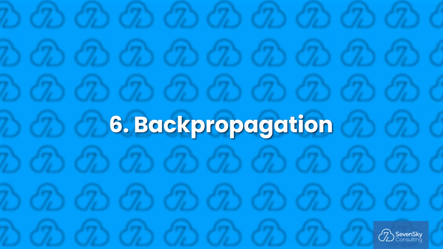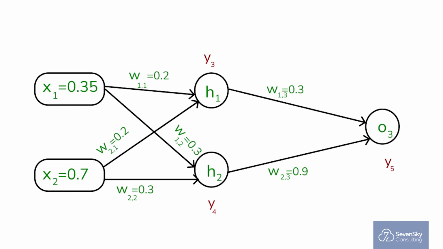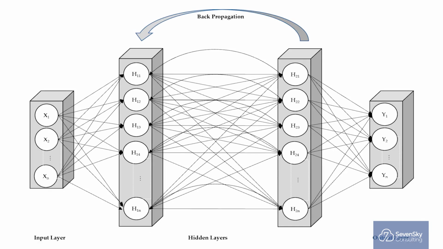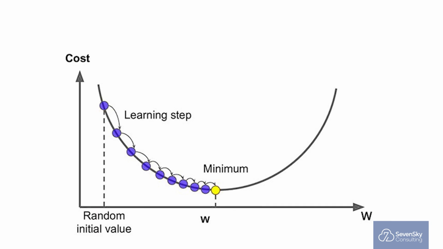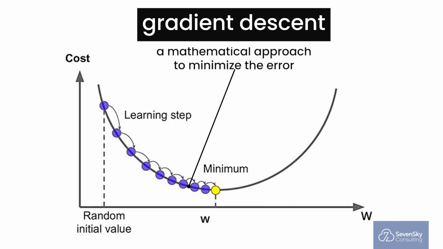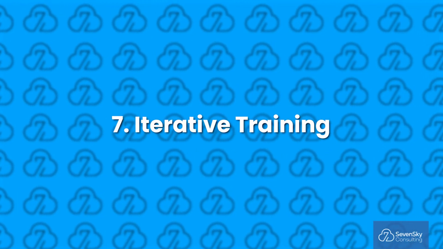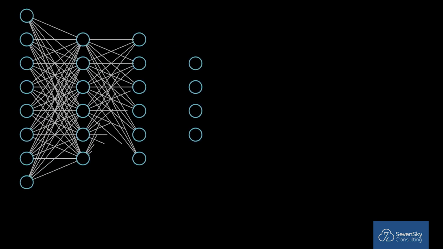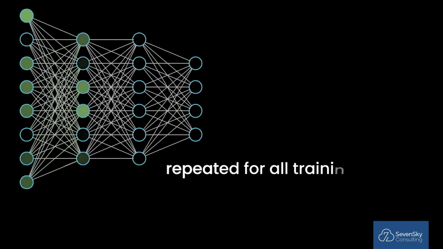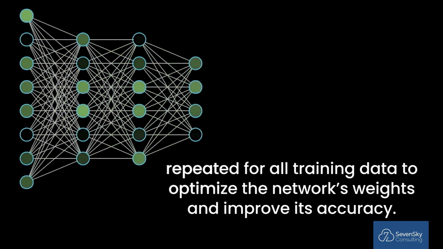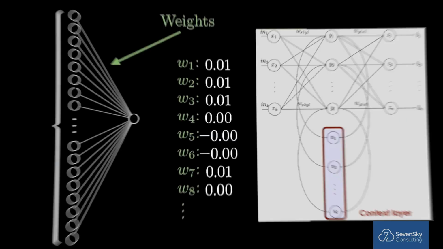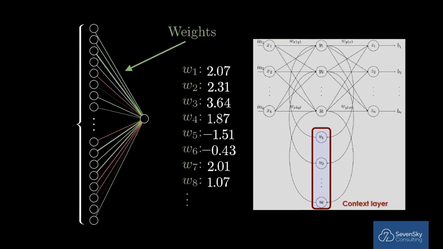6. Backpropagation. To correct its mistake, the network adjusts its weights using the residual. The residual is propagated backward through the network, and the weights are updated based on a method called gradient descent, a mathematical approach to minimize the error. 7. Iterative training. These steps, forward propagation and backpropagation, are repeated for all training data to optimize the network's weights and improve its accuracy. In RNNs, some connections and weights recur to capture sequential dependencies in the data, but the training process remains the same.